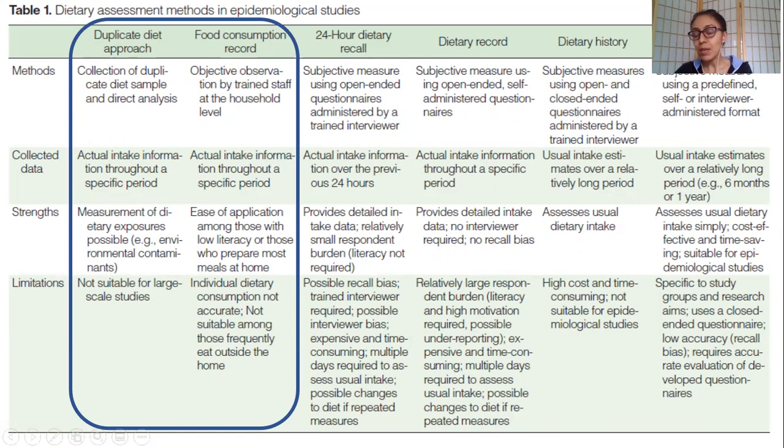I'm so sorry, I don't know why I keep swapping between subjective and objective today. My bad. But yes, these two are your objective ones, duplicate diet and food consumption. These, 24-hour dietary recall, diet history, all of these are your subjective methods.